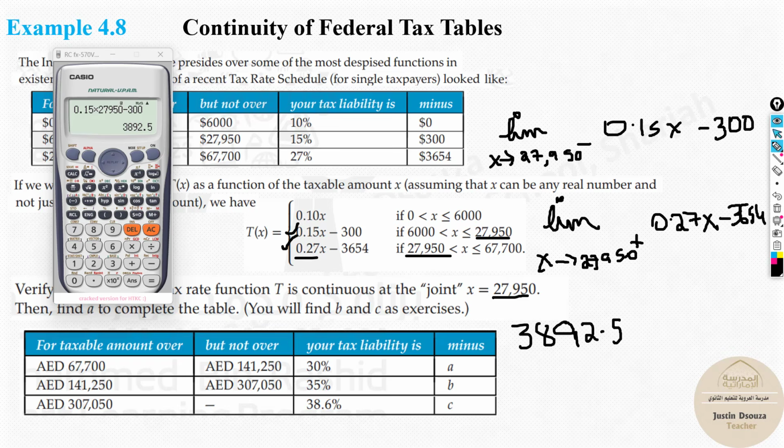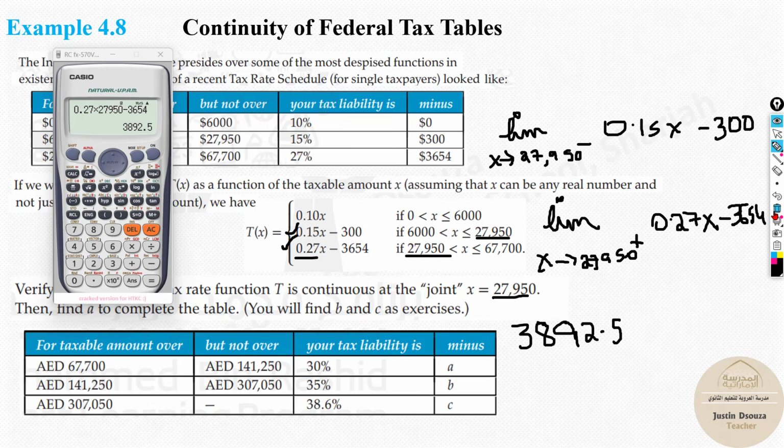And the answer is 3892.5. Now all you need to do is change this equation to the next one, that is 0.27. X value will remain the same, don't change it. Minus 3654. And what is the answer? It is the exact same. The one-sided limits are minus and plus. Both these one-sided limits are equal, isn't it? You can see we found it. They both are equal, and hence this is continuous. So that is the first part. We have just verified it's continuous.